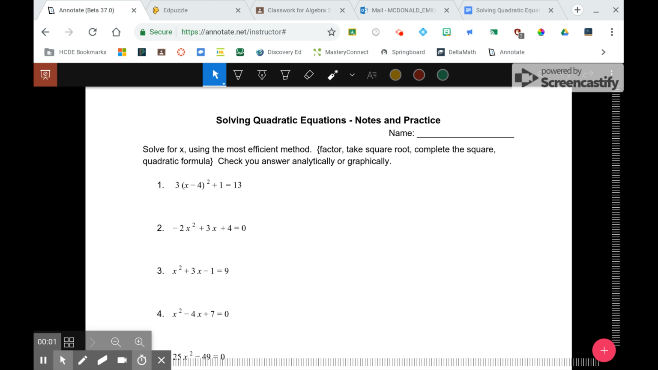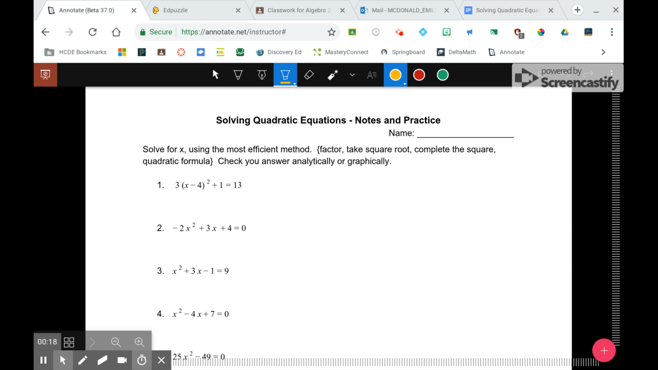So now that we've looked at different ways of solving quadratic equations, let's look at the most efficient method for different equations you may be given. So in all of these, they could all be solved with the quadratic formula, but the quadratic formula may not be the most efficient method.